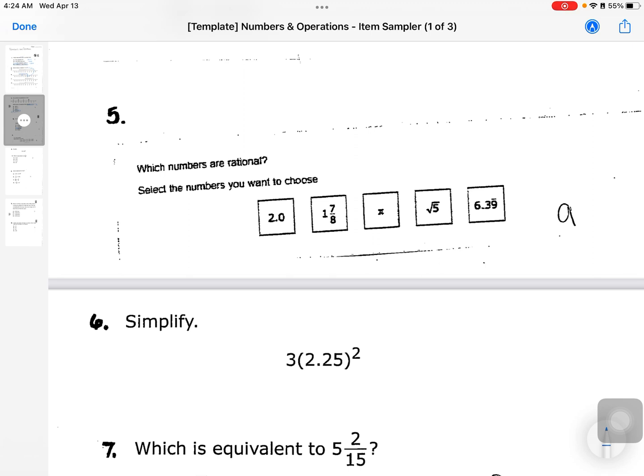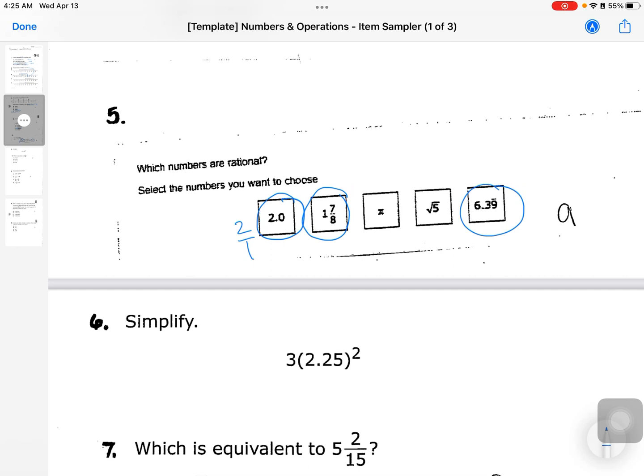Number 5, again, we're looking at which numbers are rational. Rational numbers are numbers that can be written as a fraction. So right away, we know that 1 7/8 is going to be a rational number because it is written as a fraction. Whole numbers are fractions because you can simply put them over 1. So 2 is a rational number. Okay. 6.3 with the 9 repeating. Remember we talked, repeating decimals are rational. As well, you can write them as a fraction.